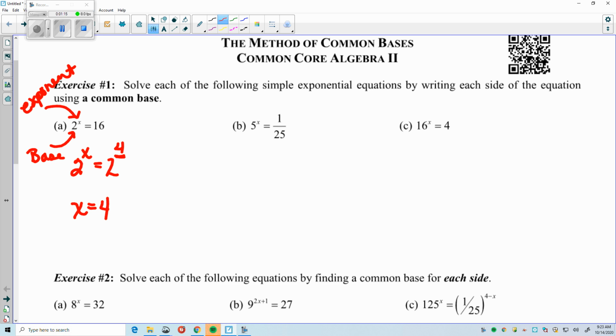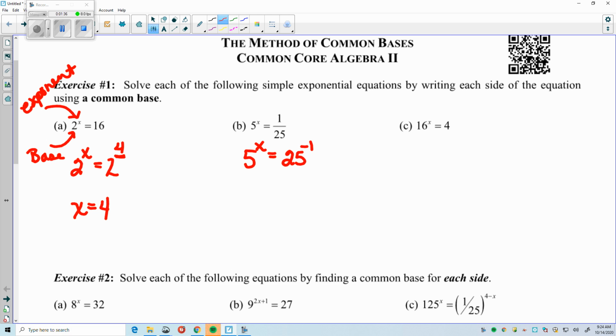Okay, we're going to try the same thing with B. Only difference here is now I have a fraction. So the first thing we need to do is think, how can I write this 1 over 25 without it being a fraction? In other words, if I said 25 to the negative 1, knowing that that takes it out of the fraction, that's our first step.